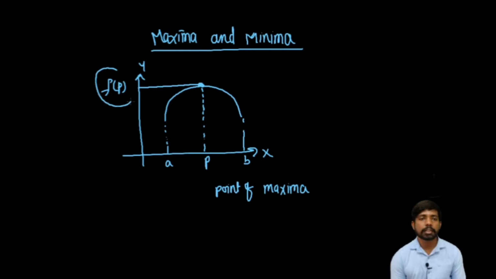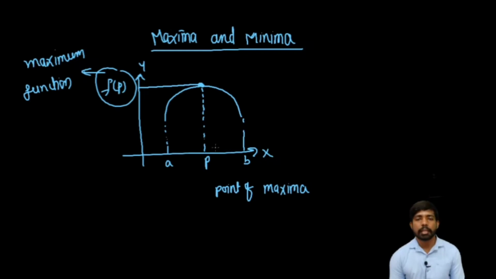And we call this a maximum function, like it will give you the maximum value. Here, point of maxima means it is maxima at x equals p, and the maximum value is f of p. Clear?